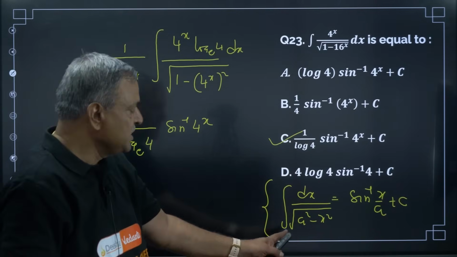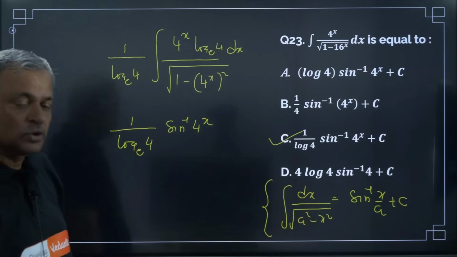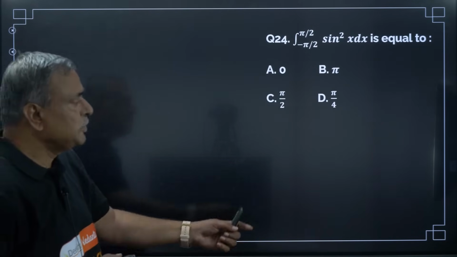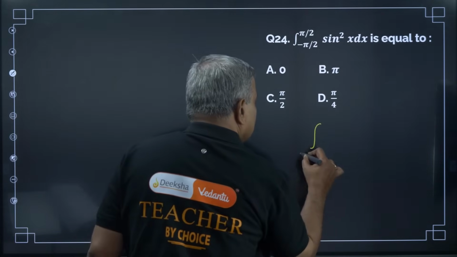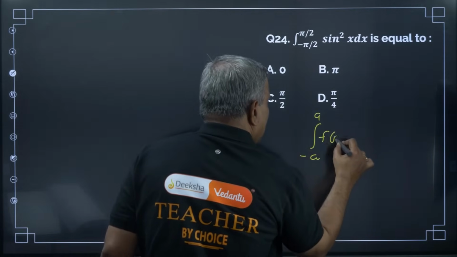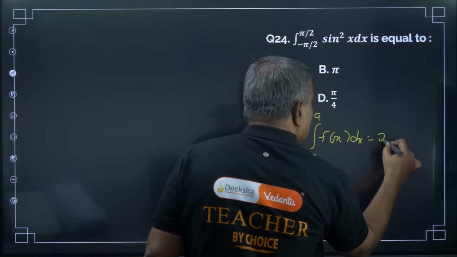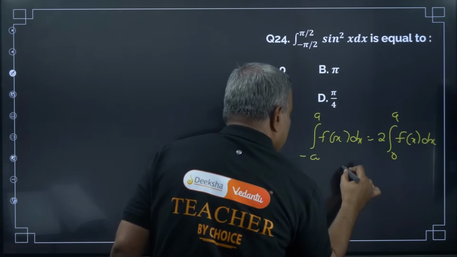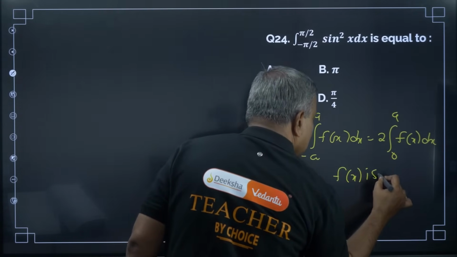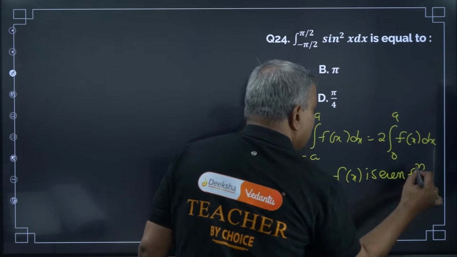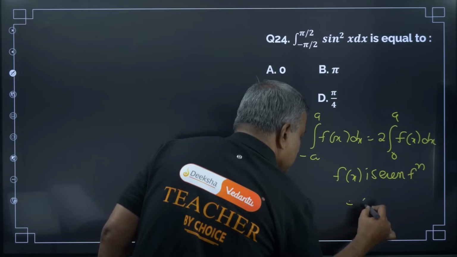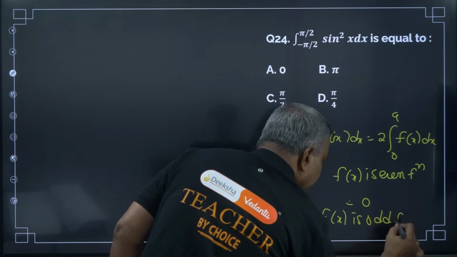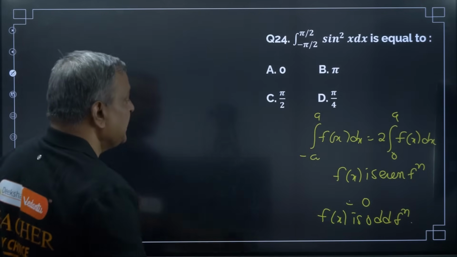So that's the concept. Integral dx by under root of a square minus x square is equal to sine inverse x by a plus c. Next, minus 5 to plus 5 by 2. Again the concept is integral from minus a to plus a of f of x dx is equal to 2 times integral from 0 to a of f of x dx when f of x is an even function. Otherwise it is 0 when f of x is an odd function. That is the concept.